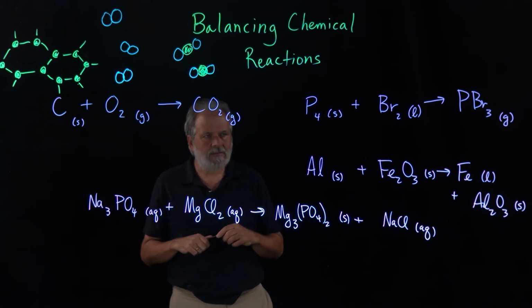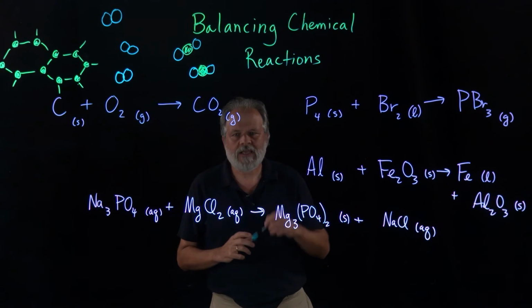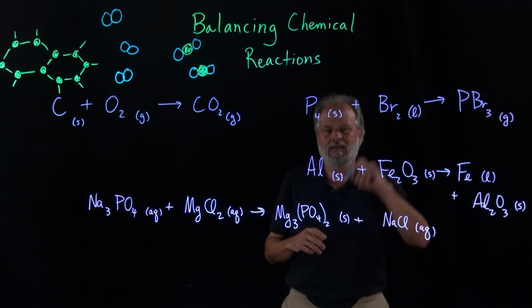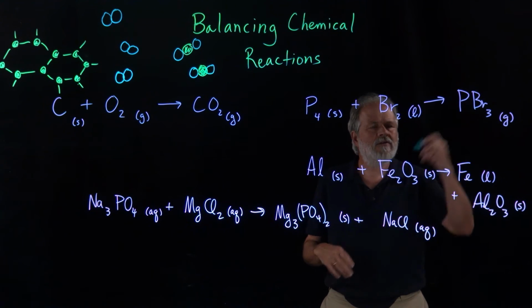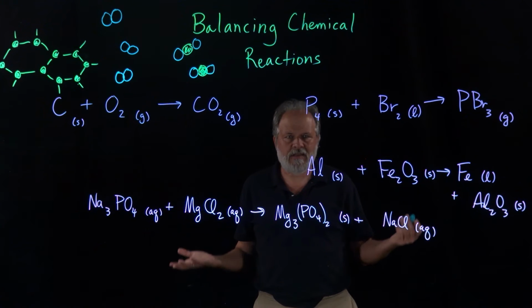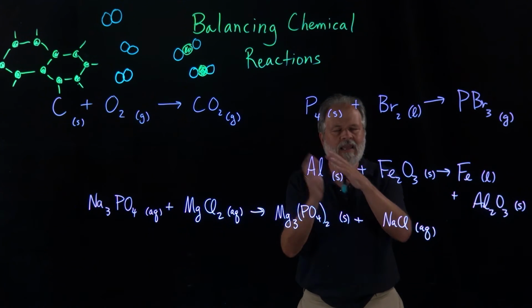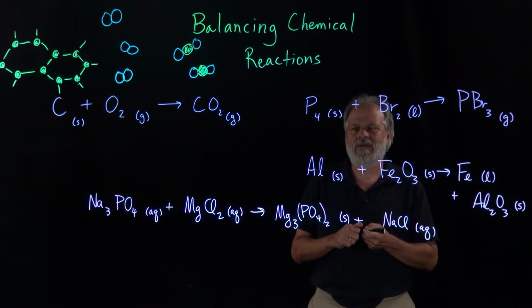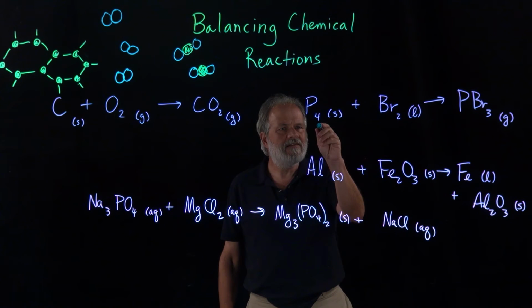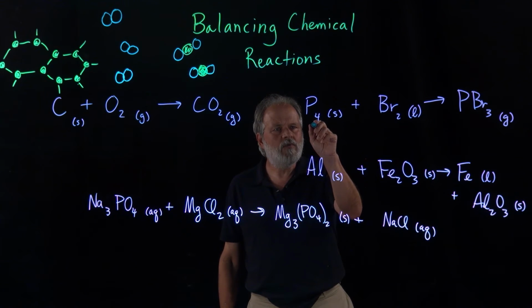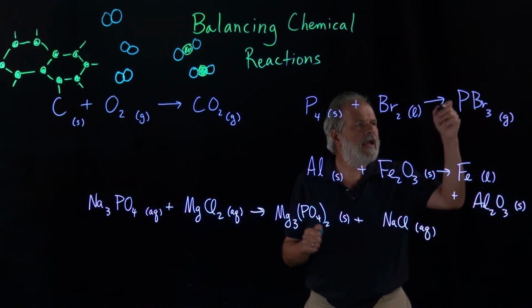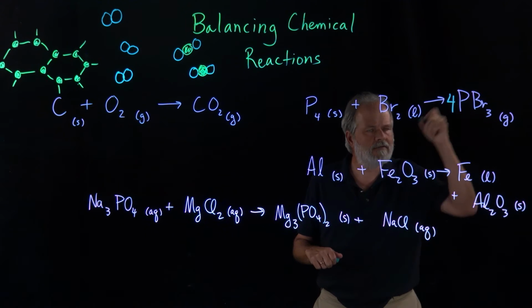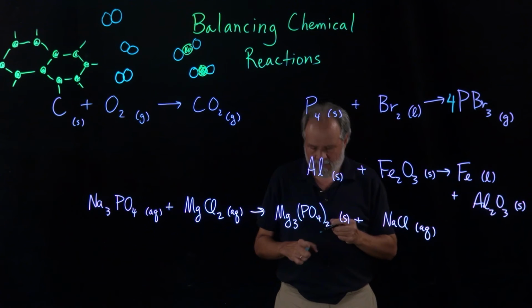Now let's look at an unbalanced equation. Tetrahedral phosphorus plus the diatomic molecule bromine, which is a liquid, goes to PBr3. Now this is not balanced. There's not the same number of atoms on both sides in the way we've written the equation. The first thing to think about is, well, if there's a 4 here, I can put 4 here, and now I have the same number of phosphorus atoms.